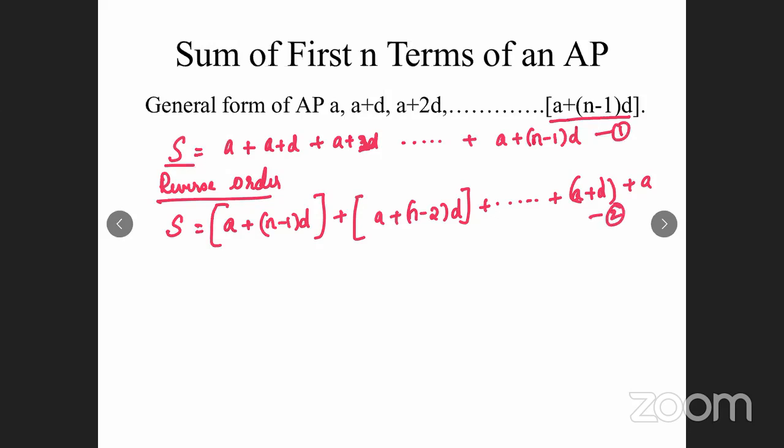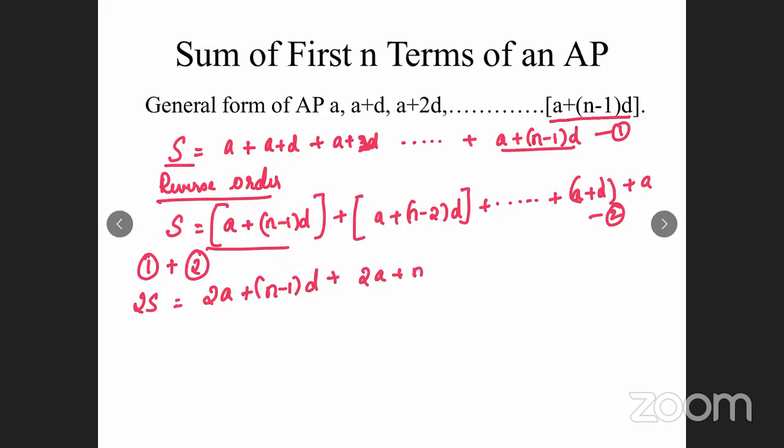So what are we getting? If we add these both, 1 plus 2, we get 2S is equal to, if I add these both, 2a plus n minus 1 into d. Similarly, 2a plus n minus 1 into d. So this and this I've added, a plus d, and this I've added. Similarly, if I keep solving, 2a plus n minus 1 into d, and so on.